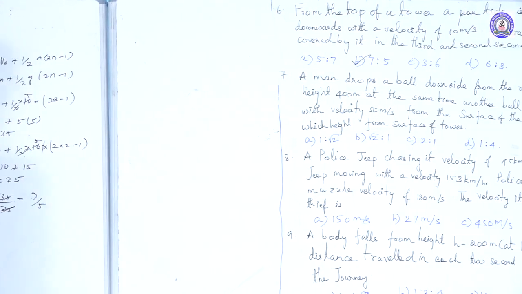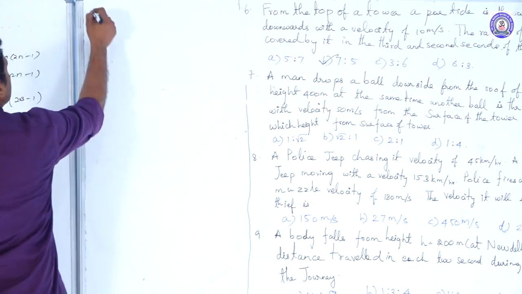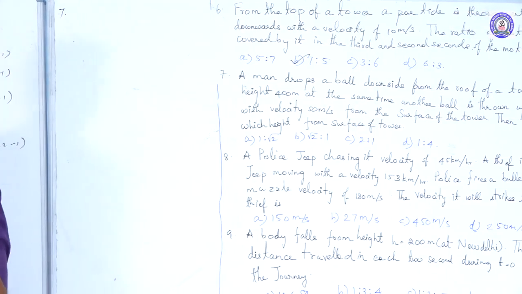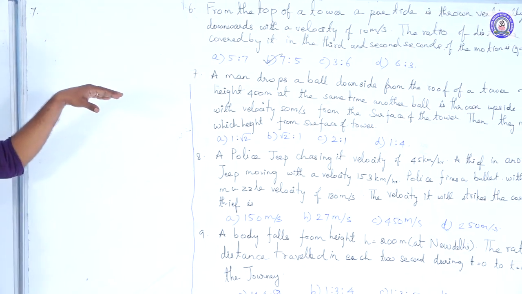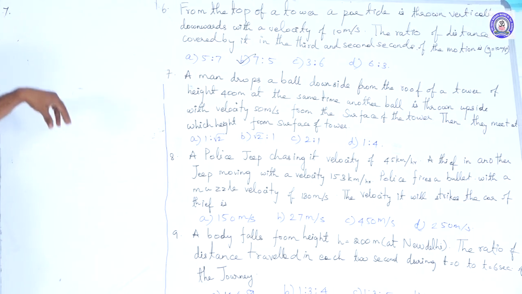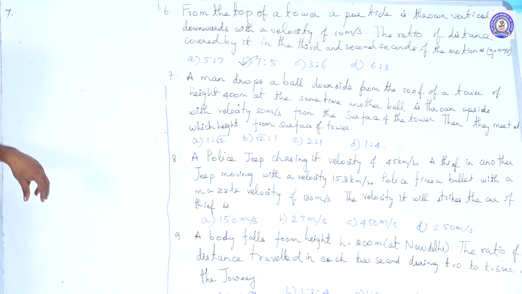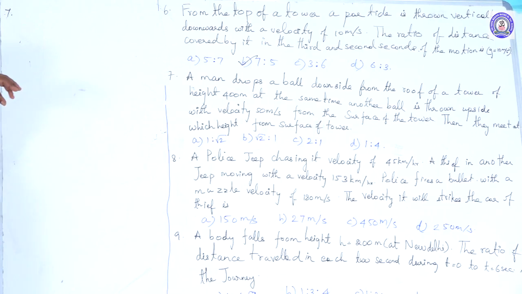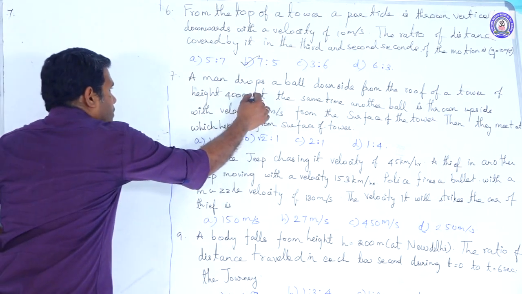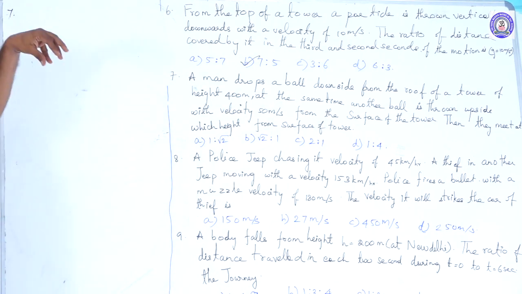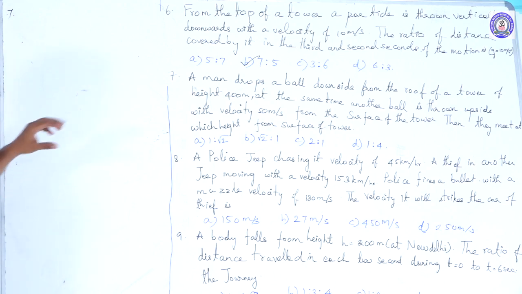Then, problem number 7. A man drops a ball downwards from the roof of a tower of height 400 meters. At the same time, another ball is thrown upwards with a velocity of 50 meters per second from the surface of the tower. Then they meet at which height from the surface of the tower?